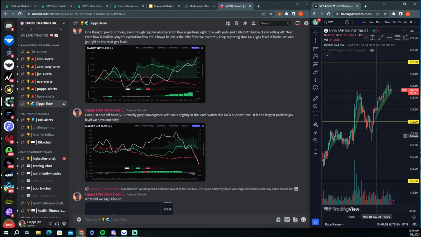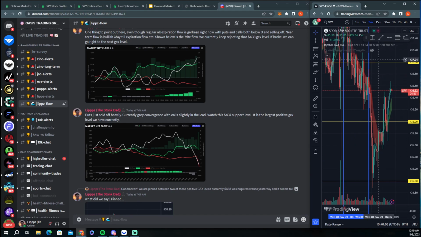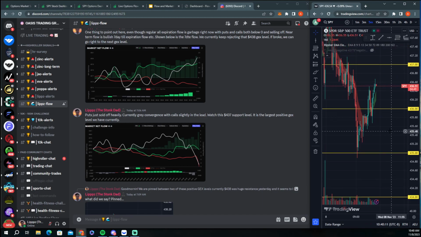That's kind of why I pay attention to market net flow as well. And I take into consideration EMAs and all that stuff too. And I can go over my strategy too. But for the sake of this lesson, it worked amazing.